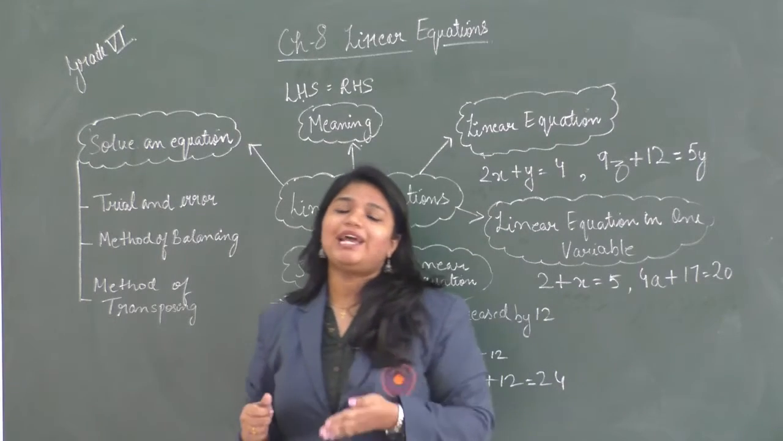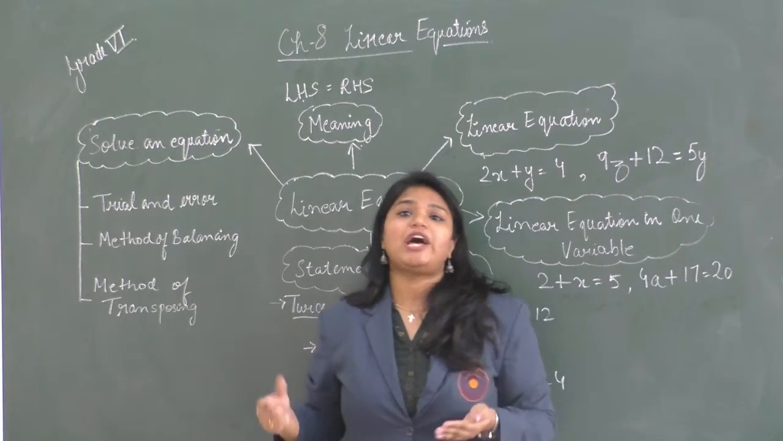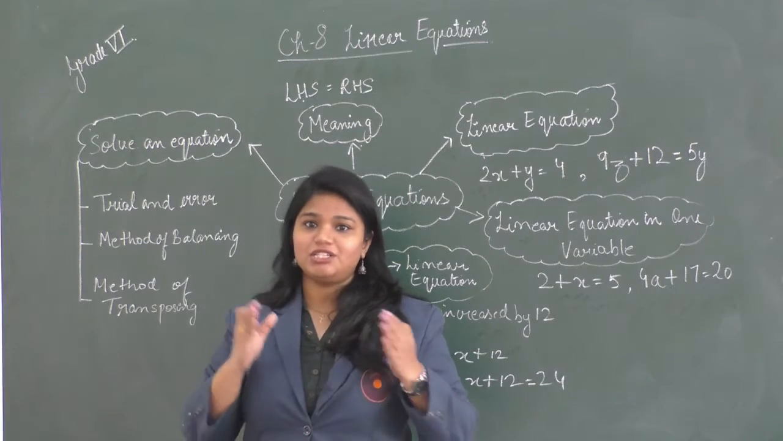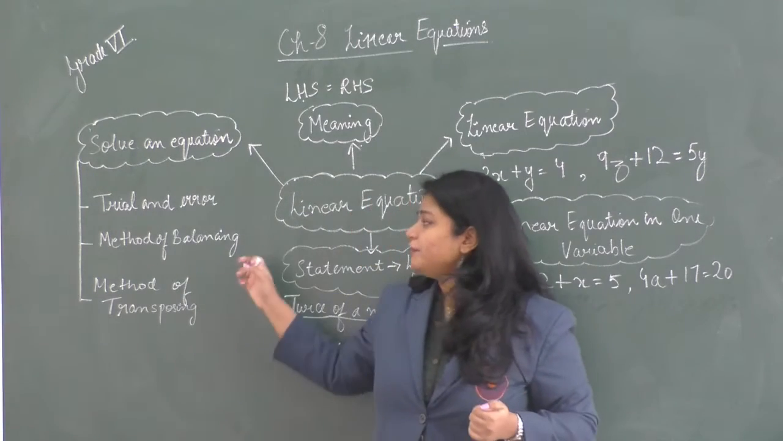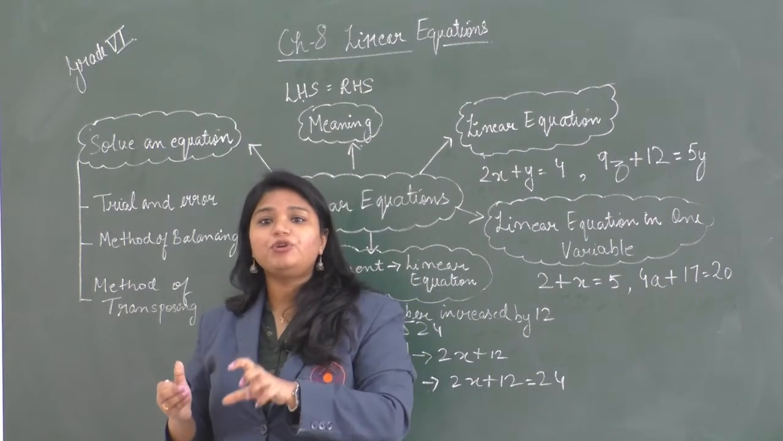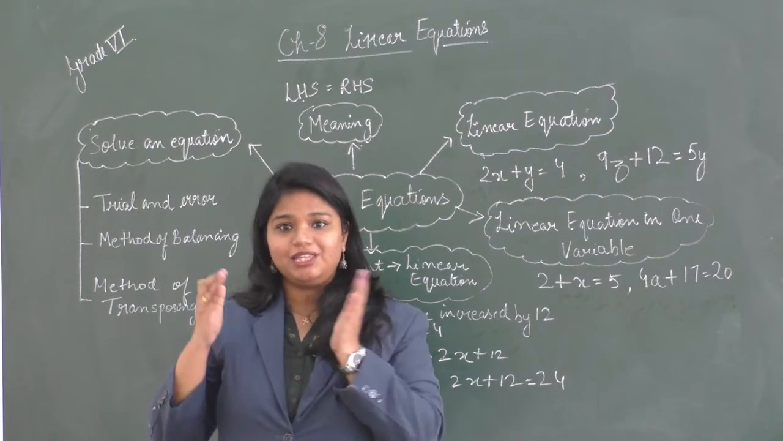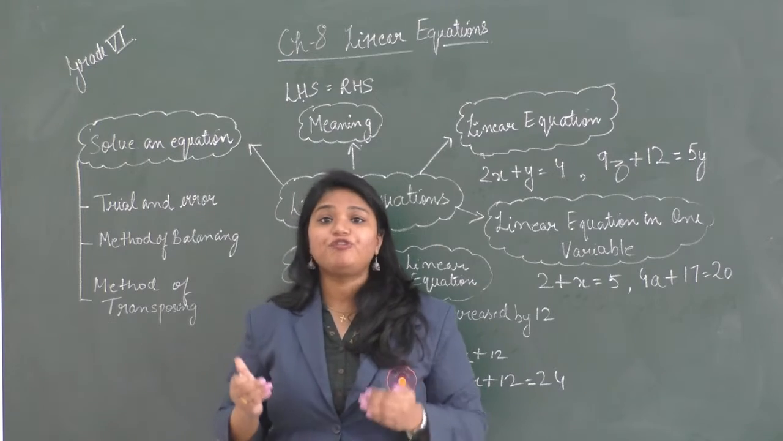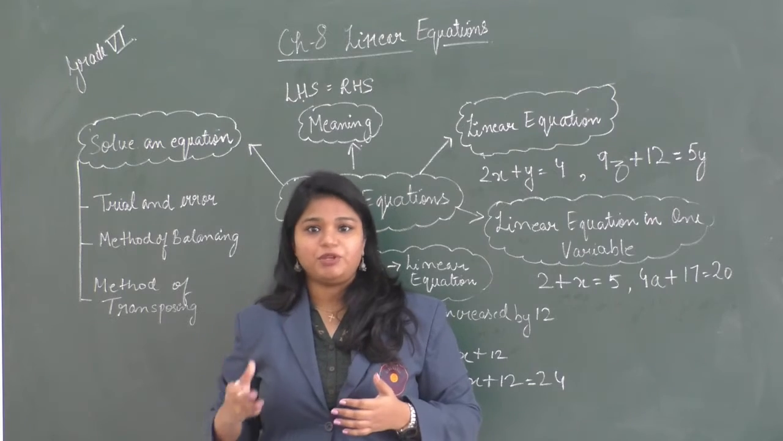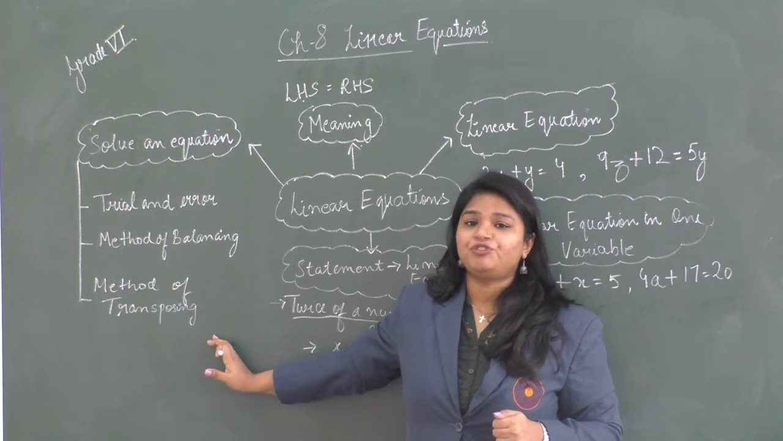Now what do we do in the trial and error method? In the trial and error method we keep on substituting the value of the variable till the time we get the equation LHS equal to RHS. In the method of balancing, we focus on the operations. If you are doing an operation on one side of the equation, you will perform the same operation on the other side of the equation. So if you are adding a number or a variable to the LHS, you will do the same operation on the RHS as well.